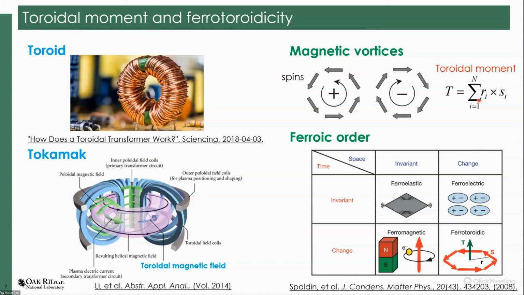This is the mathematical definition, a cross product, where you connect all the spins by rotating around the vortex. Toroidal order is one of the four ferroic orders, including ferroelastic, ferroelectric and ferromagnetic. Ferrotoroidic is less often mentioned, but it is one of the ferroic orders. It breaks both time-reversal symmetry and spatial inversion symmetry. Ferroelectrics break just one of the symmetries, either spatial or time, but here both are broken, so that is the ferrotoroidic order.